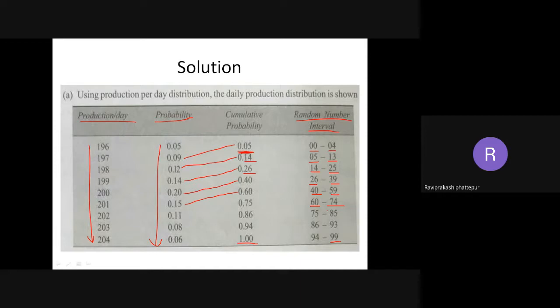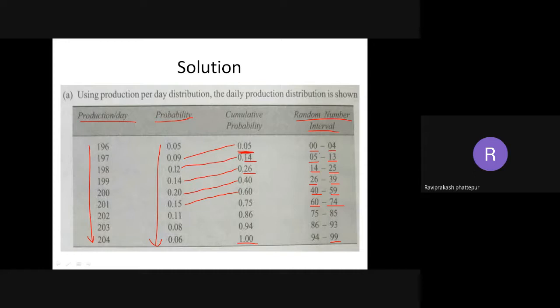Right? So this is the end. Till here we need to do. This is the random number interval. Now there is one more. Okay, you can copy this later. Don't worry about it now. You can check out this particular video, it will be uploaded, so you can take it and write it later.